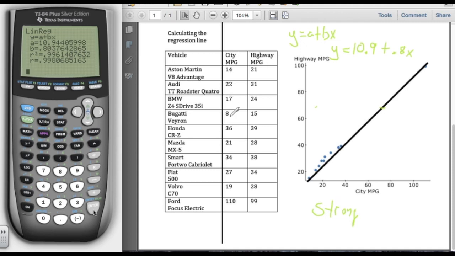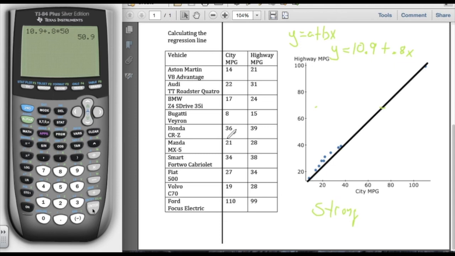Note that I don't have a car that gets 50 miles per gallon in the city. But let's say a car comes out next year that does get 50 miles per gallon in the city. I can make a prediction for its highway miles per gallon by plugging in to that equation. I would just say 10.9 plus 0.8 times that 50. So I get 50.9 highway miles per gallon as my prediction.